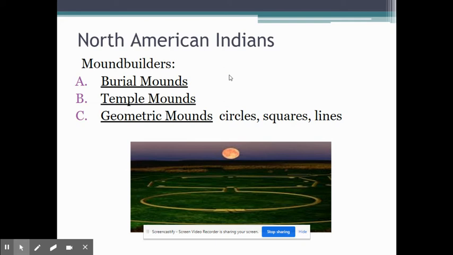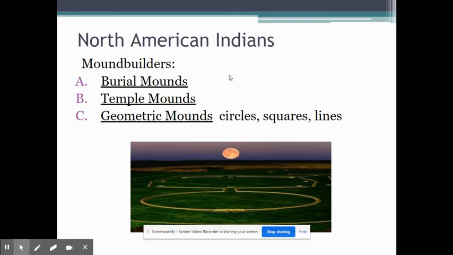What these are for, nobody really knows for sure. Perhaps, as the picture suggests, they might be some type of calendar. As you can see, that full moon rising up, looking like it's adjacent to the designs of those circle patterns.